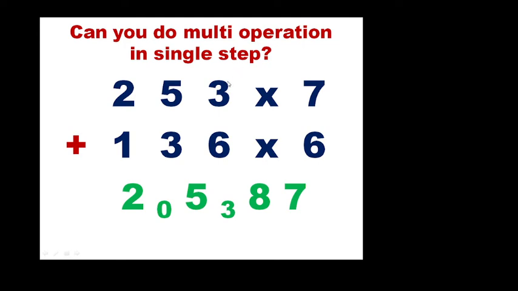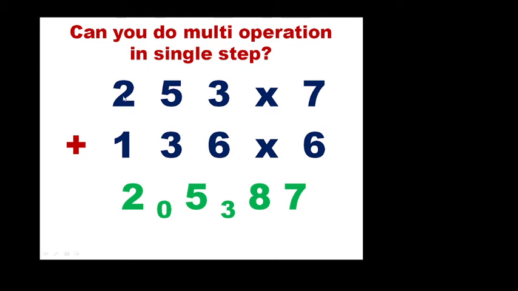Now take the unit place. 3 7s are 21. 6 6s are 36. Add 36 and 21, 57, plus here 30, 87. Is it a miracle to you? Have you ever tried like that? So here we did the sum of products in single steps.